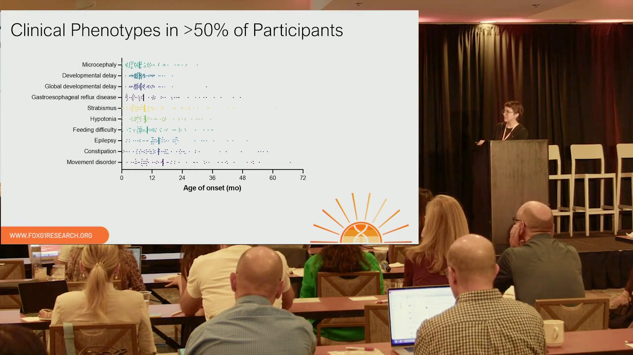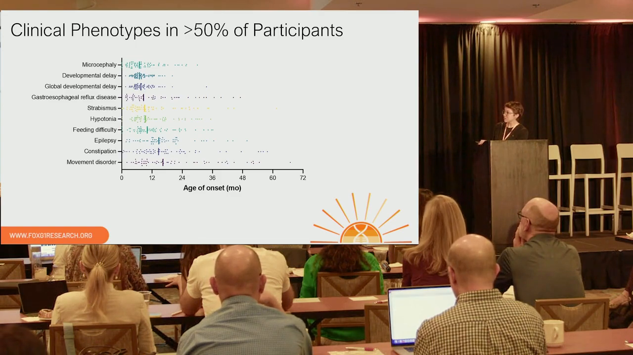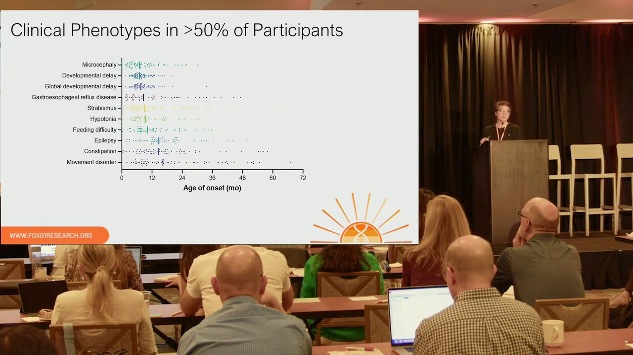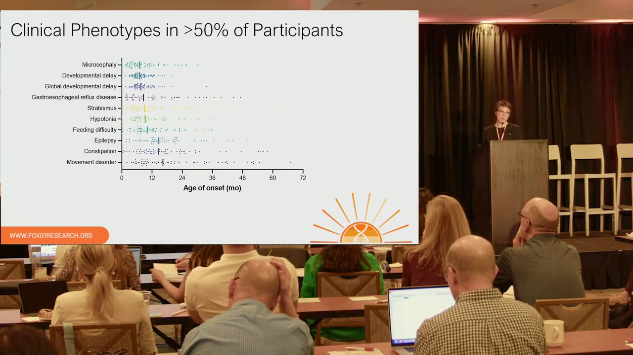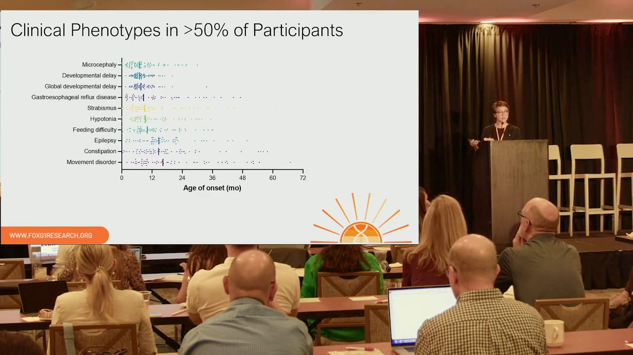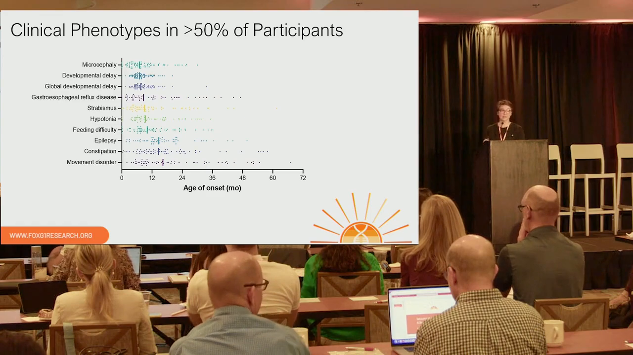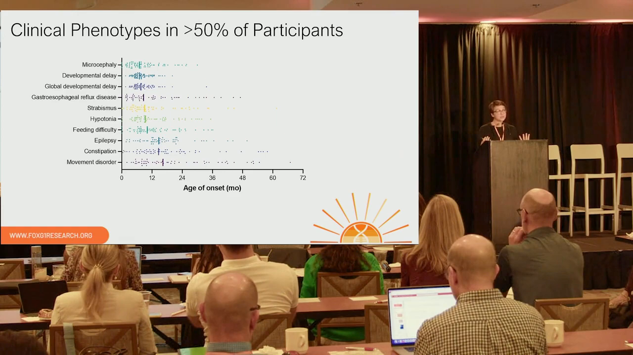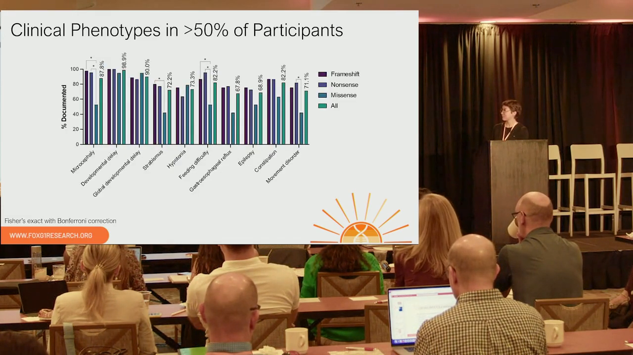So we can see that things like microcephaly and developmental delay appear relatively early in life, so before 1 year of age. And then if we go down the list, we can see that there are other conditions that tend to be diagnosed later in life. So for example, movement disorder is one of the more common conditions that we see, but it tends not to be diagnosed until the child is a little bit older. So this can give us some sense of when we might expect certain symptoms to emerge, but also what are some common symptoms to make sure that we're screening for and looking for.